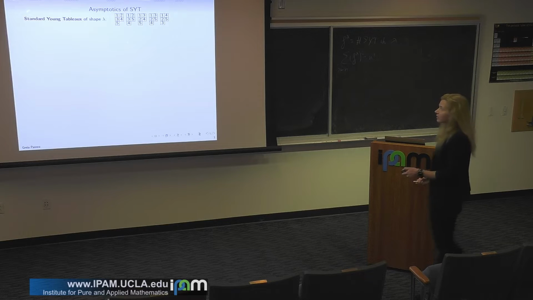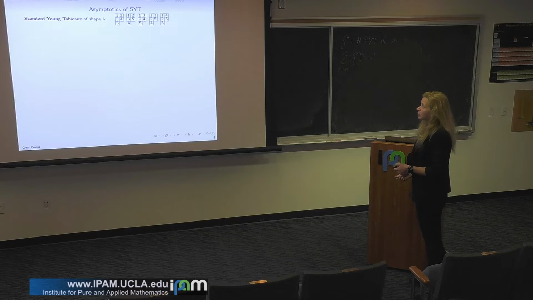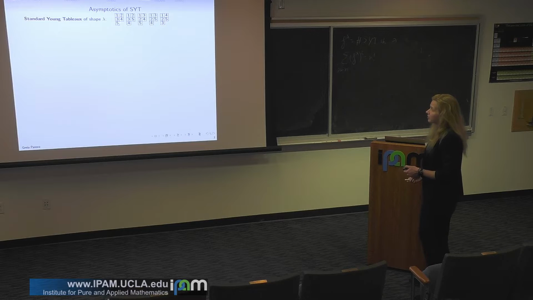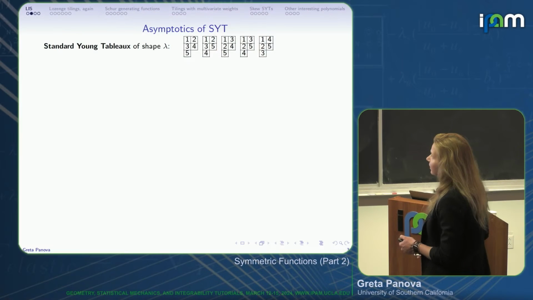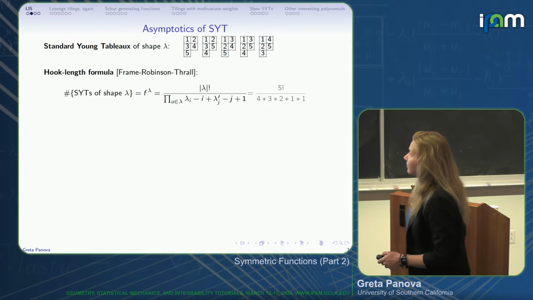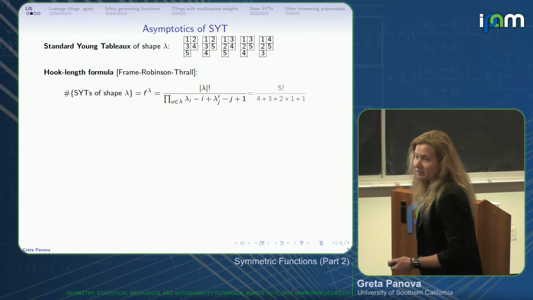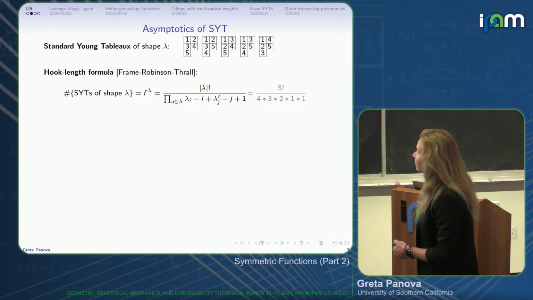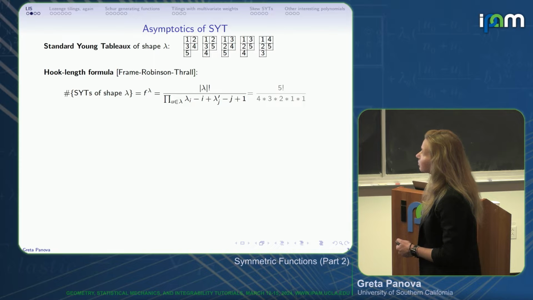Okay, so here is our setup. We're looking at the standard Young tableaux of a given shape. The shape here is 2, 2, 1. These are all 5 of them. What do we know from last time? We know how many there are. There is a hook-length formula, which in this case looks like this. So we go over all the boxes in lambda, and we count the boxes to the right and below. These are the hooks.